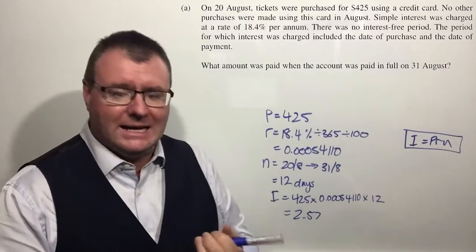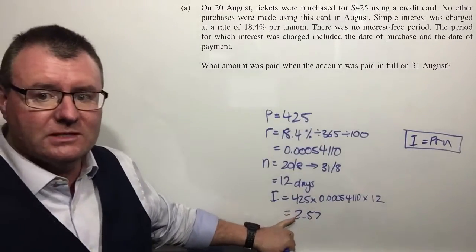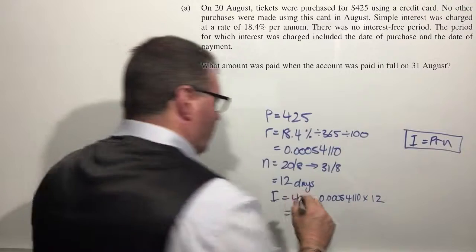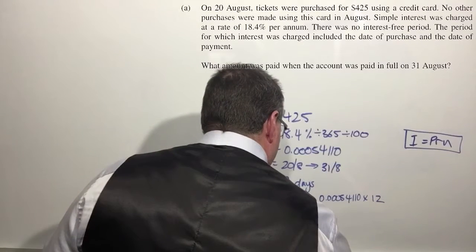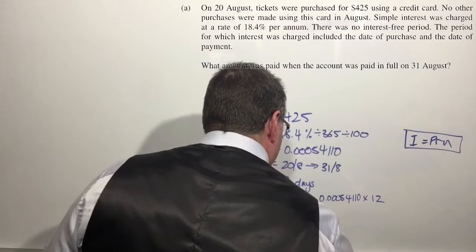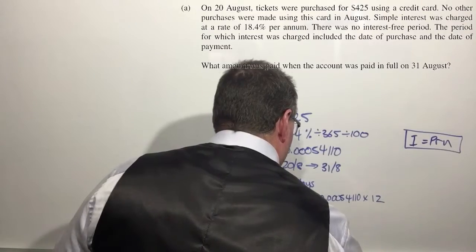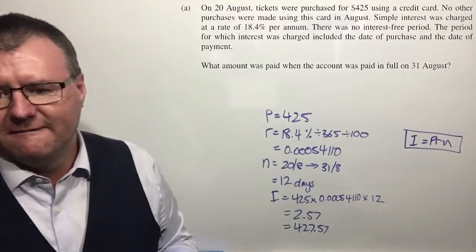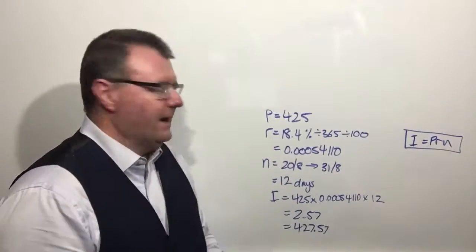So when you pay off your credit card, not only do you have to pay off the interest, but you have to pay off the original purchase amount, the balance. That was $425. So when I add them together, I actually get a balance of $427.57 paid off.